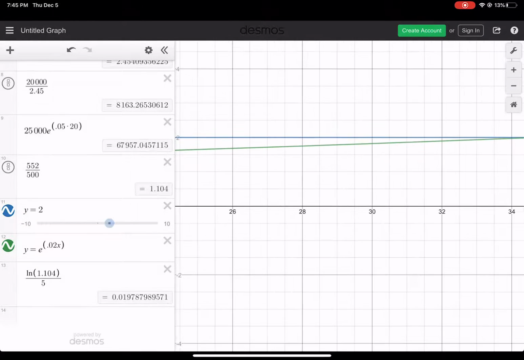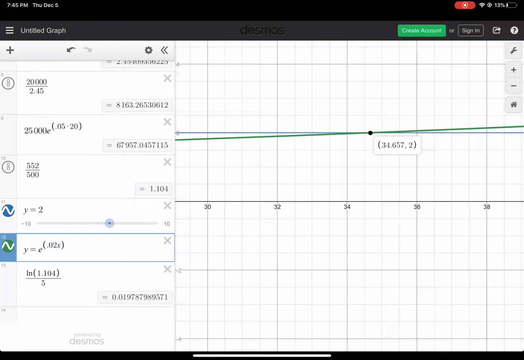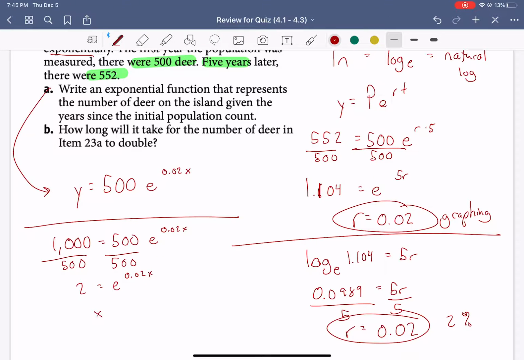Ooh, it's taking a long time. All right, so it looks like we have 34.657. That was from graphing. But remember, we should always round up. So 35 years would be our actual answer.